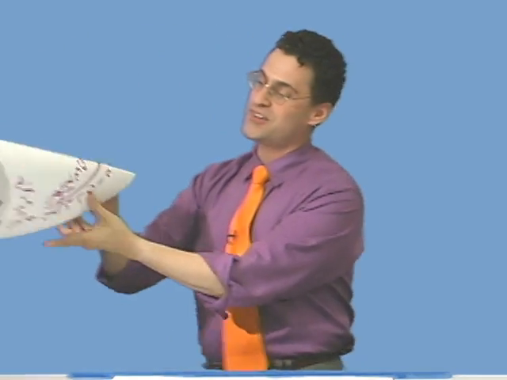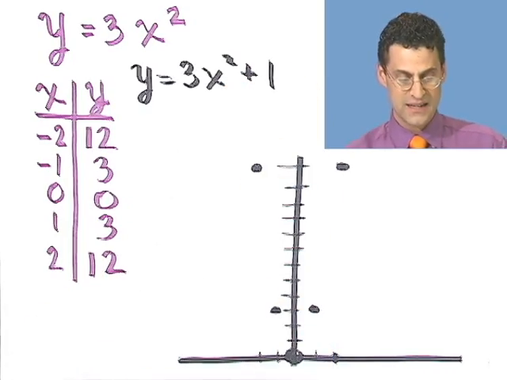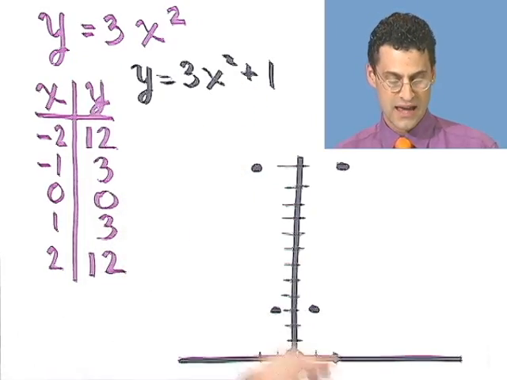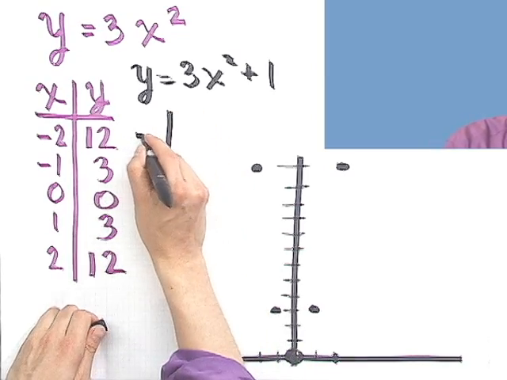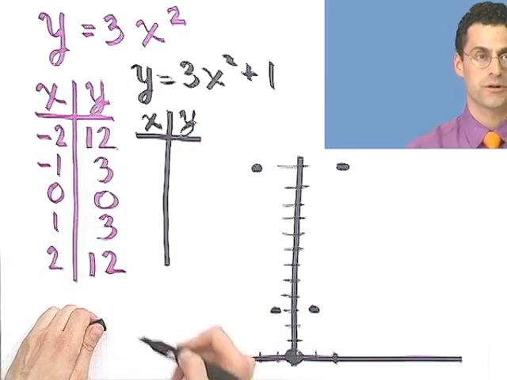Okay, let's try another one. Let me bring this back up here because the next one is so close to this one, I wanted you to see the difference. So the next one is actually y equals 3x squared plus 1. It looks like the exact same equation as this, but I just added 1 to the end here. And what I'll do is make my chart in black, so you know the black corresponds to the black equation, and this purple corresponds to the purple stuff here.